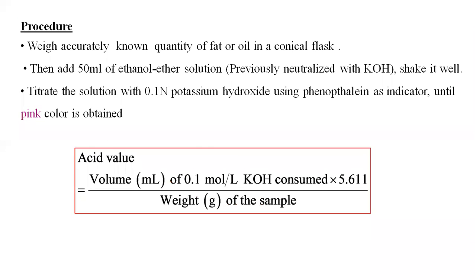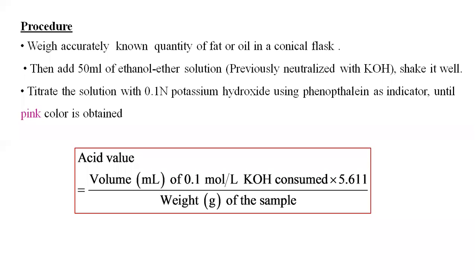The procedure of determination of acid number or acid value. First, weigh accurately a known amount of fat or oil in a conical flask. Then add 50 ml of ethanol ether solution. Shake it well. To this conical flask which has the fat, we are adding 50 ml of ethanol and ether solution, which is nothing but an organic solvent.